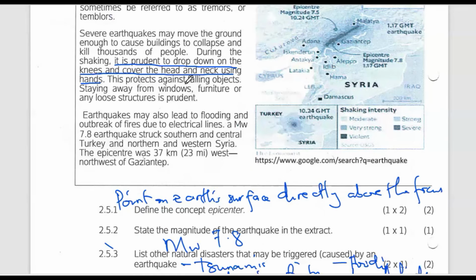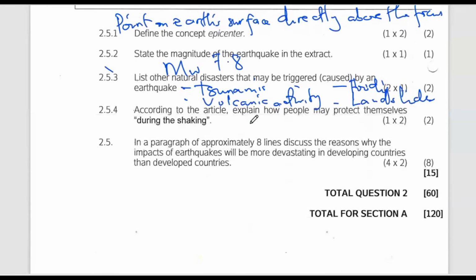Right, it says staying away from windows, furniture, or any loose structures is also another precautionary measure that we can take during shaking. According to the extract, we have just extracted the information as it is presented in the extract. Then in a paragraph of approximately 8 lines, discuss the reasons why the impacts of earthquakes will be more devastating in developing countries. Developing countries, we are looking at the third world countries, mainly African countries.